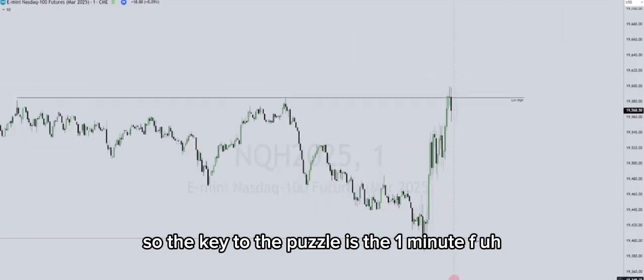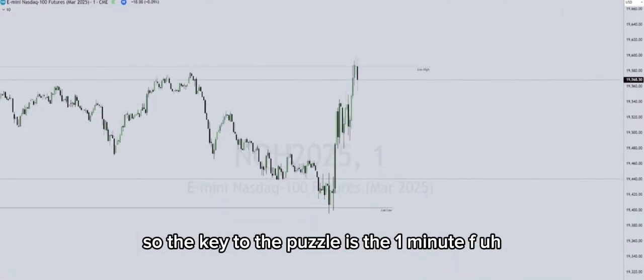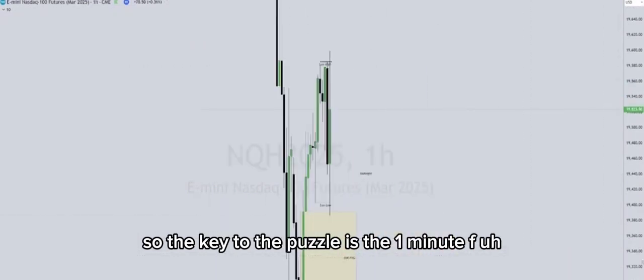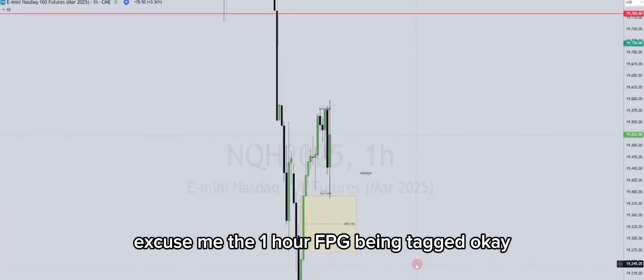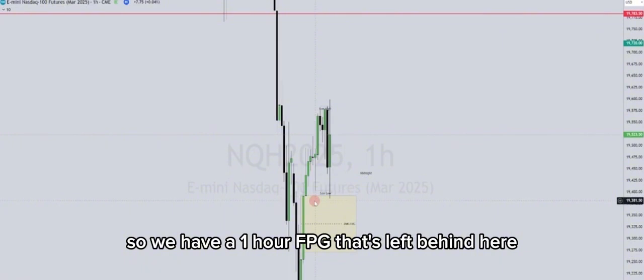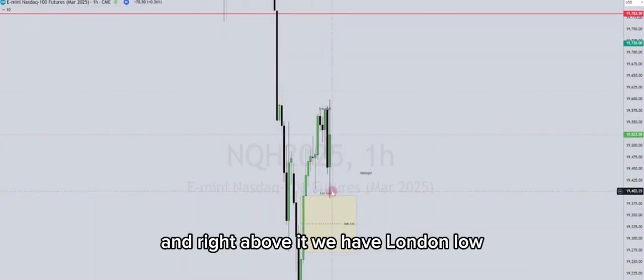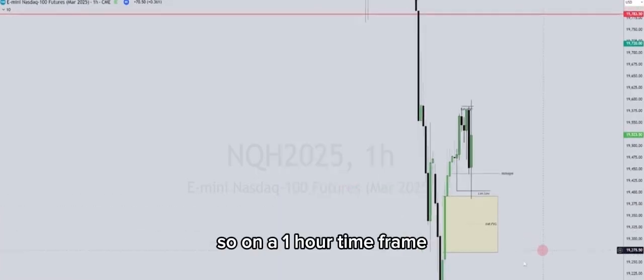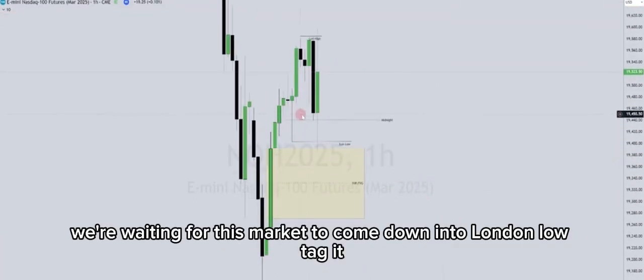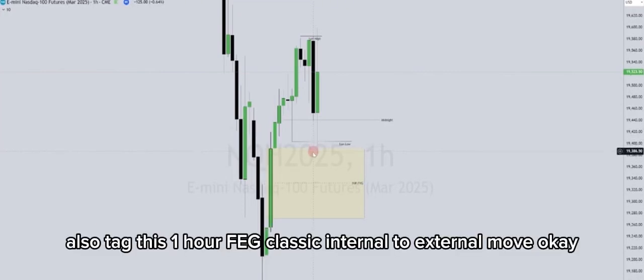Okay. So the key to the puzzle is the 1 hour FEG being tagged. Okay. So we have a 1 hour FEG that's left behind here. And right above it, we have London low. So on a 1 hour time frame, we're waiting for this market to come down into London low, tag it, also tag this 1 hour FEG.